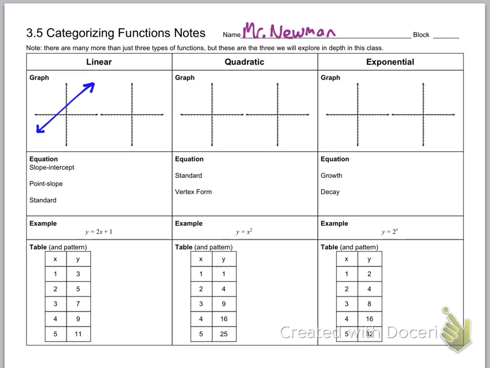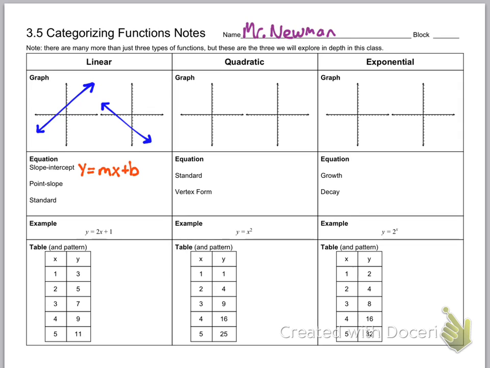So the first function we want to look at is a linear function. All of these make straight lines. The line can go up, or the line can go down. And there are three kinds of equations. The most common one, the one that I like best, is slope-intercept form. That is y equals mx plus b. The reason I like it is because there's the slope, m, and there's the y-intercept, b. It's pretty simple and straightforward.